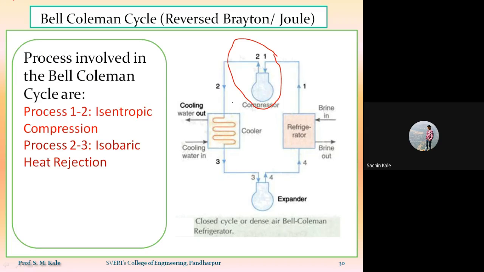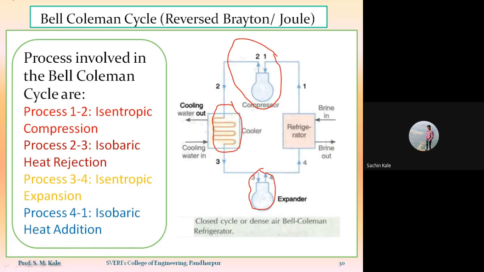So here you are observing the cooler. Process 2 to 3 takes place inside the cooler, and that is the isobaric, that is nothing but the constant pressure heat rejection process. Then the next process, 3 to 4, takes place inside the expander, and it is called an isentropic expansion process.